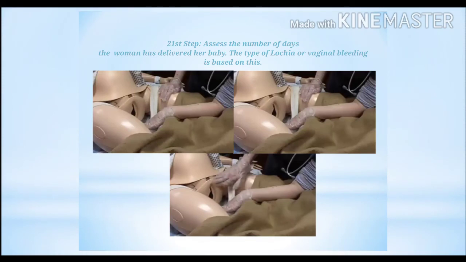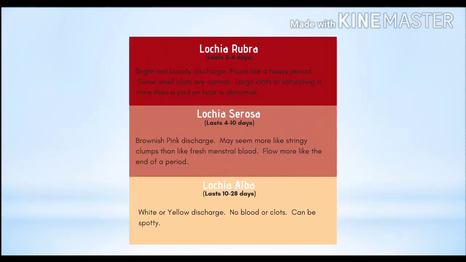And the 21st step, assess the number of days since the woman has delivered her baby. The type of lochia or vaginal bleeding is based on this. The first one is lochia rubra, which is 1 to 3 days, blood is red in color. The second one is lochia serosa, which is 4 to 10 days. Vaginal discharges are brownish pink in color.